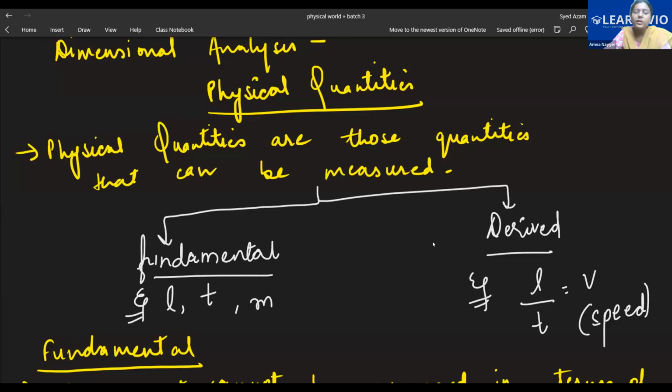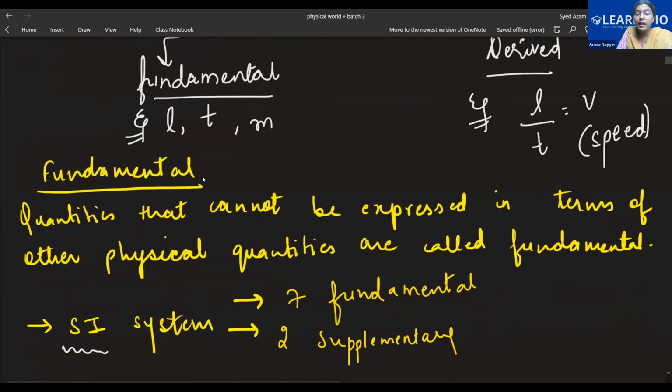Okay. Now, starting with the fundamental quantities, I'll give you time to copy just a small portion. There are various fundamental quantities which we have to do in detail. These are those quantities that cannot be expressed in terms of other physical quantities. Now, in your SI system, there are 7 fundamental and 2 supplementary quantities. SI basically means standard international, from a French term, so you can remember it as the Standard International system.